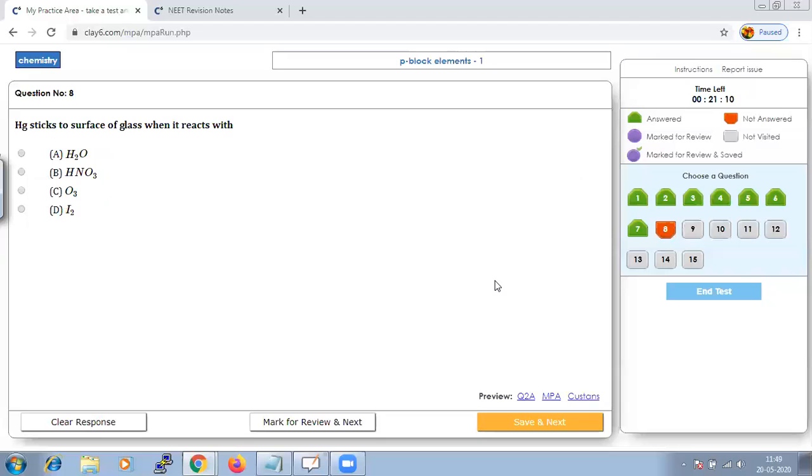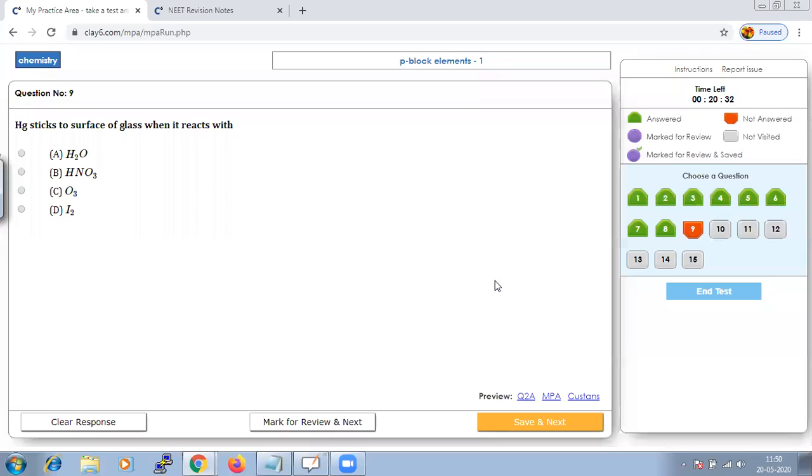Hg sticks to the surface of glass when it is reacting with. Why does Hg stick to the surface of glass? It is because Hg is being oxidized by O3 to Hg2O, which will dissolve in Hg. When it is dissolved in Hg, this solution will have the tendency of losing its meniscus, and it will start sticking to the surface of the glass. Or you would be studying a concept that is called tailing of mercury.